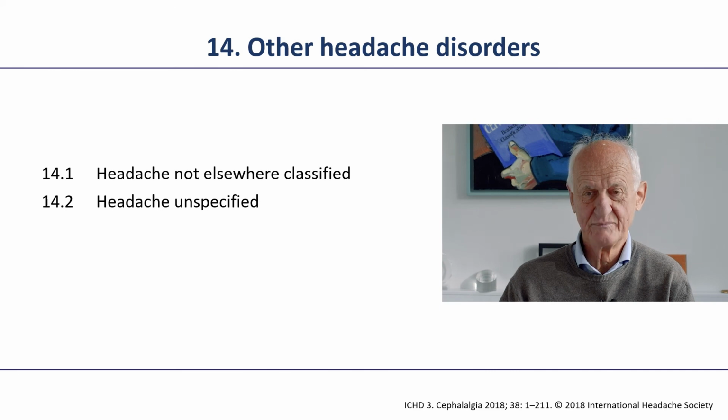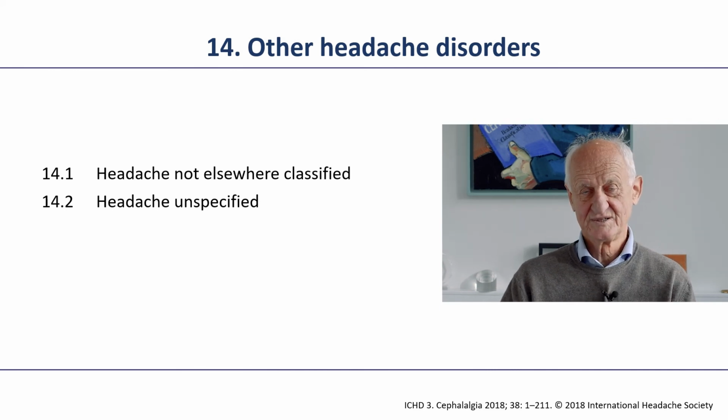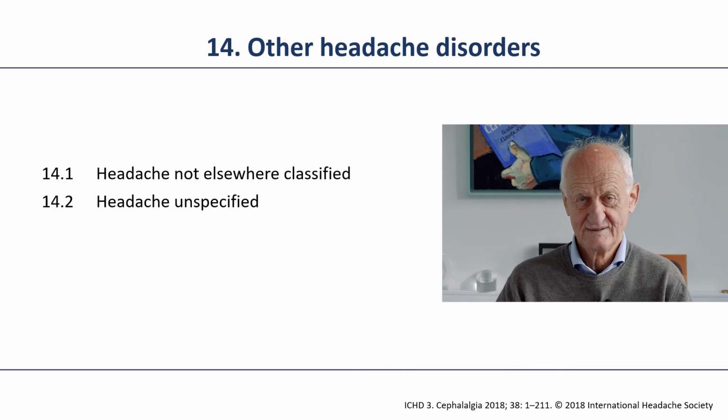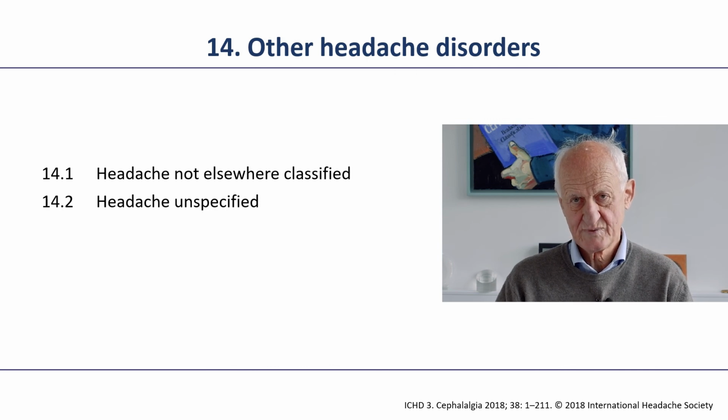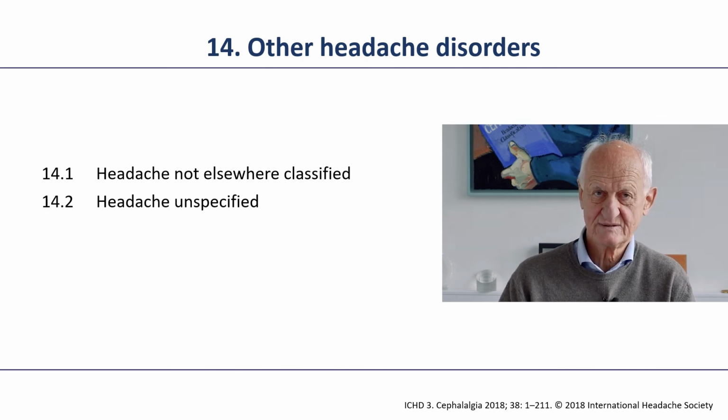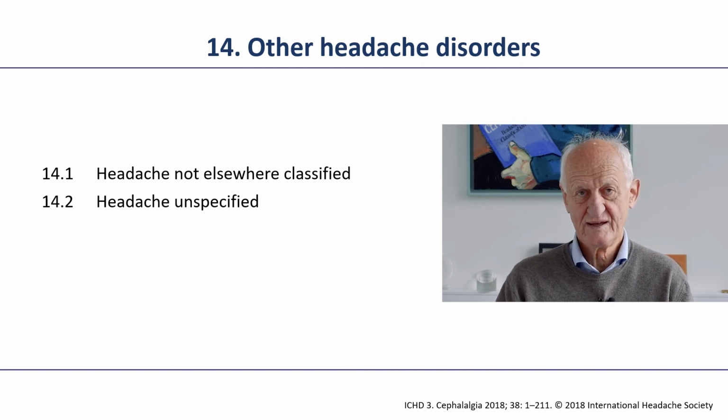But I'm sure there are many other hitherto undescribed typical entities of headache, and so there is more Sherlock Holmes work to be done by headache specialists. The other is called headache unspecified, and that is meant for patients where you just don't have the necessary information. Let's say you do a chart review and you want to classify the patients with headache, but in the chart you just don't have the necessary information. Then you can use this diagnosis, headache unspecified.